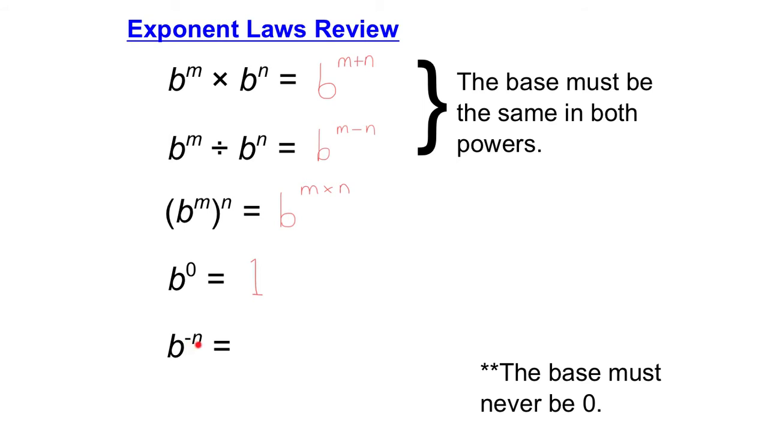And if you have a negative exponent in your power, you can simplify that by turning the base into its reciprocal and the exponent into a positive one. Now, just a couple notes. The rules for multiplying and dividing powers only work if the powers have the same base. Also, for any of these rules to work, the base must never be 0. Otherwise, your answer is just 0. You don't actually have a power.